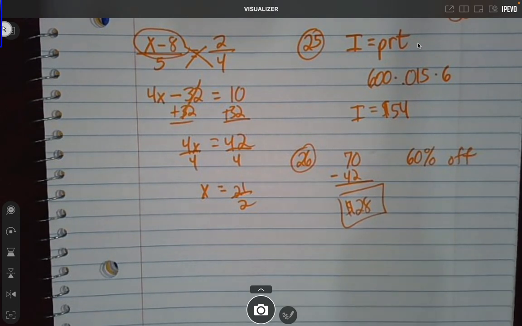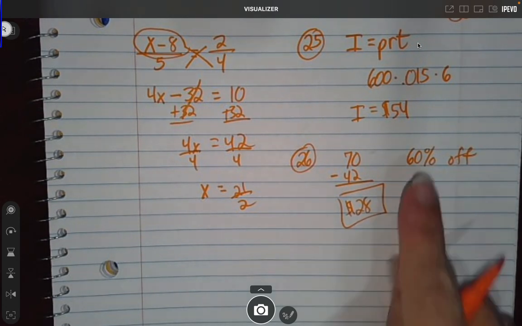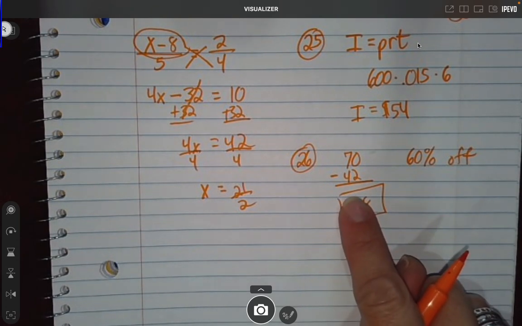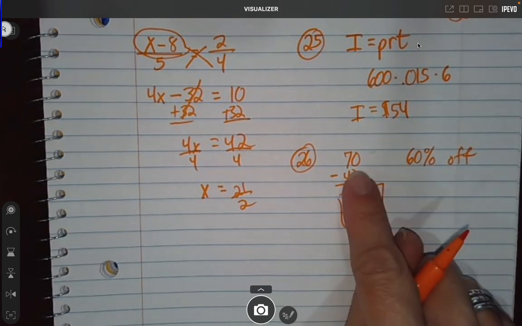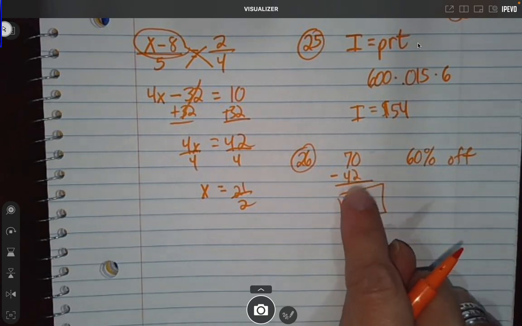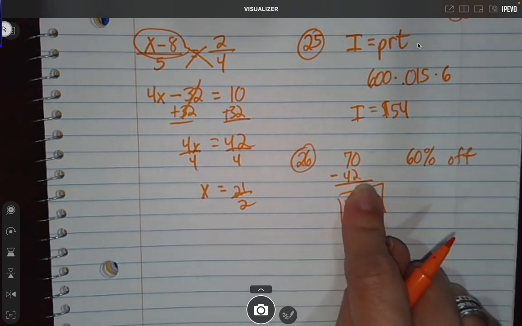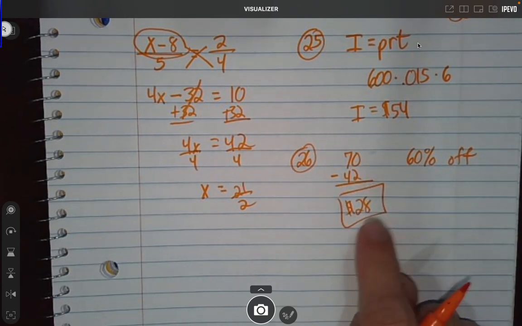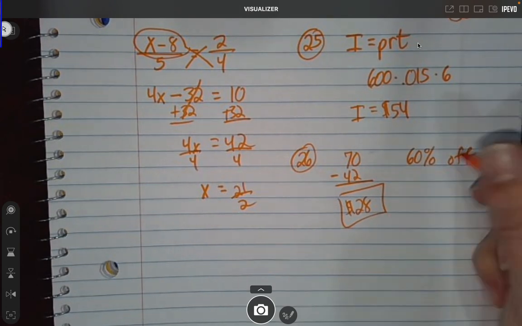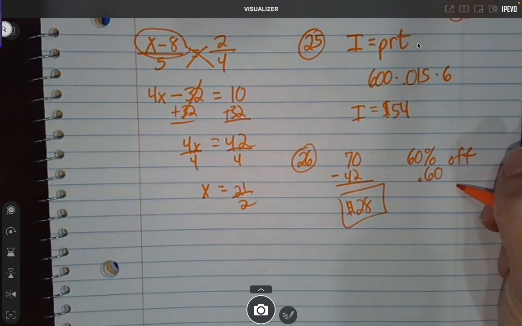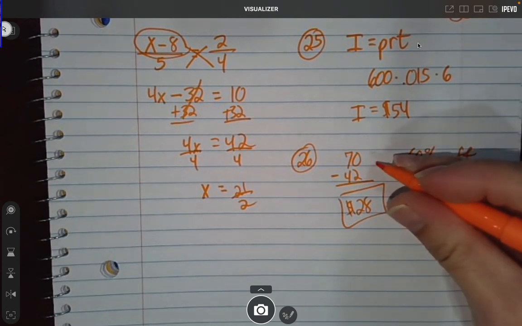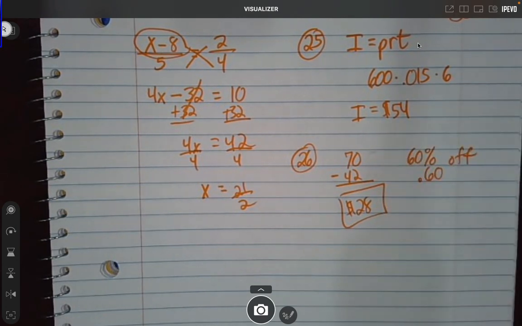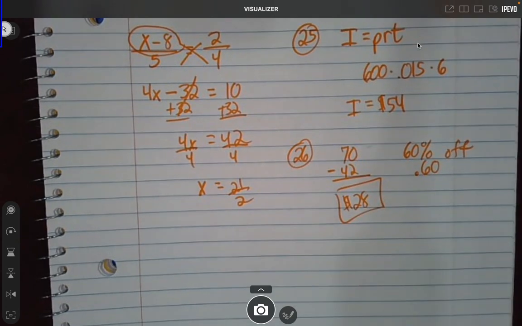It was 70. You took 60% off. So 0.60 times 70, which was 42. So we could subtract that, and that's how much the dress is going to cost, okay? So you'll take 0.60. Remember, you have to change it to a decimal, and then multiply it. 0.60 times 70. Okay?